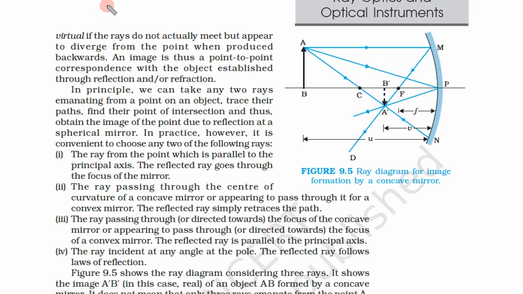So we have got our mirror equation. 1 upon f is nothing but 1 upon u plus 1 upon v, where f is the focal length of the mirror, u is the distance of the object from pole, and v is the distance of the image from the pole. Since this is a very important question, let us see once more how we solve this.